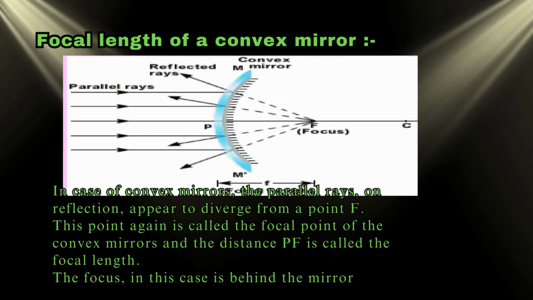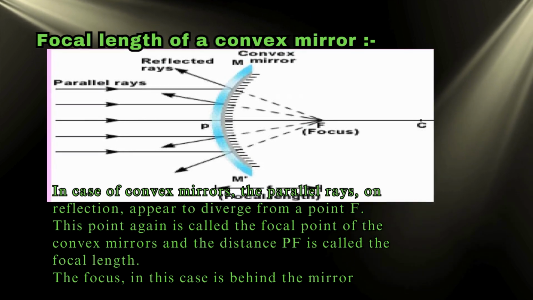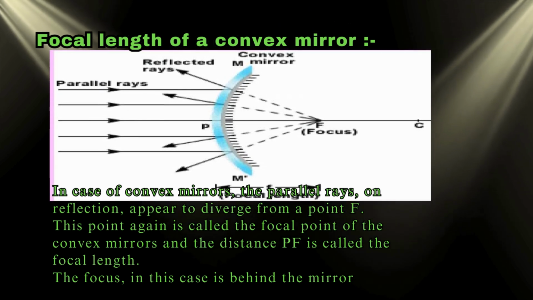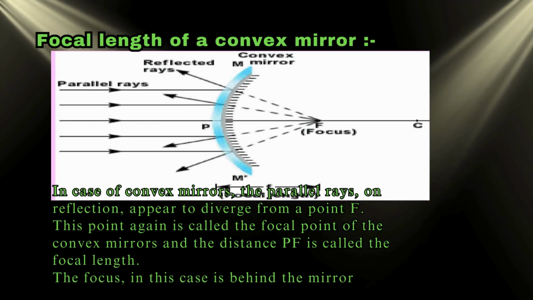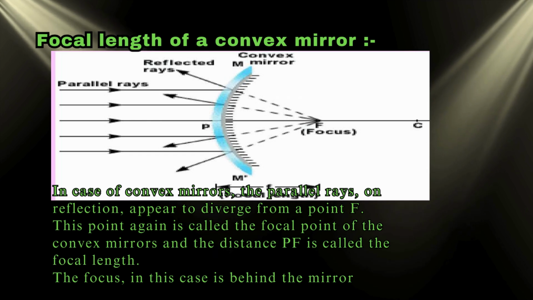Focal length of a convex mirror. In the case of convex mirrors, the parallel rays, on reflection, appear to diverge from a point F. This point again is called the focal point of the convex mirror, and the distance PF is called the focal length. The focus, in this case, is behind the mirror.